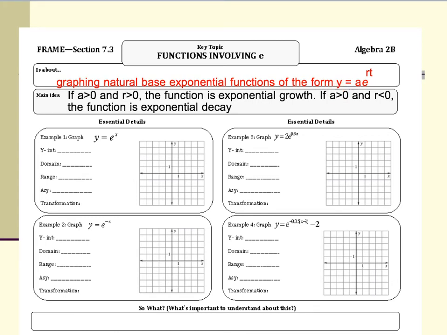So our main idea here, and you're going to need to fill this main idea in, you've got to remember if a is greater than 0 and r is greater than 0, then the function's exponential growth. If a is greater than 0 and r is less than 0 though, so if your rate is less than 0, that's when your function is going to be exponential decay. So let's try these graphs.